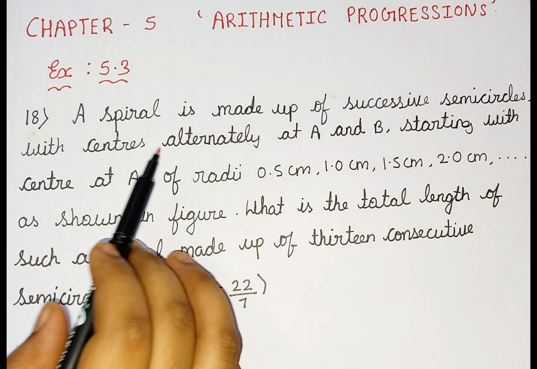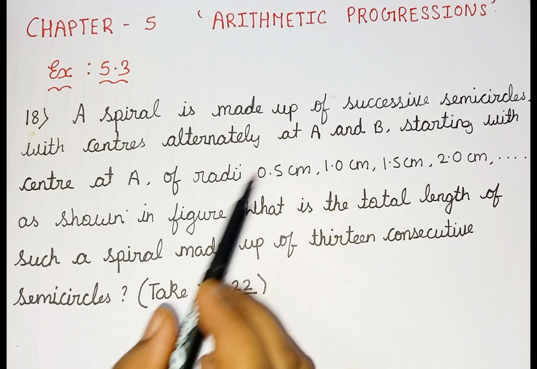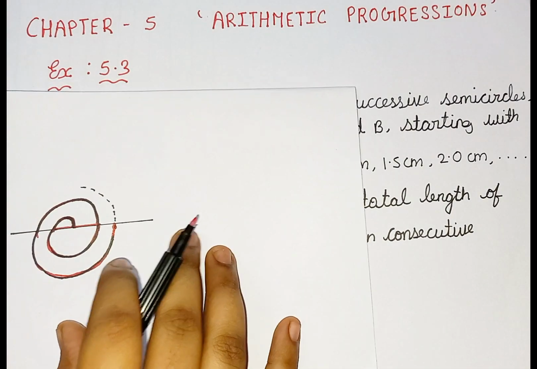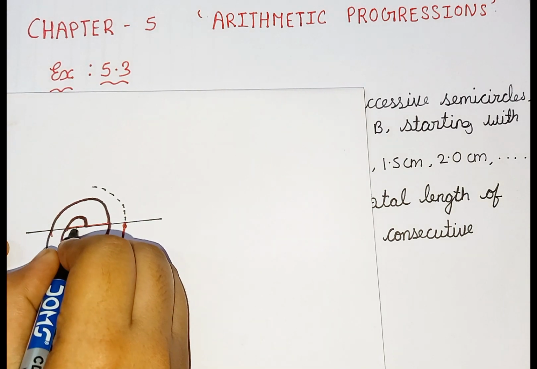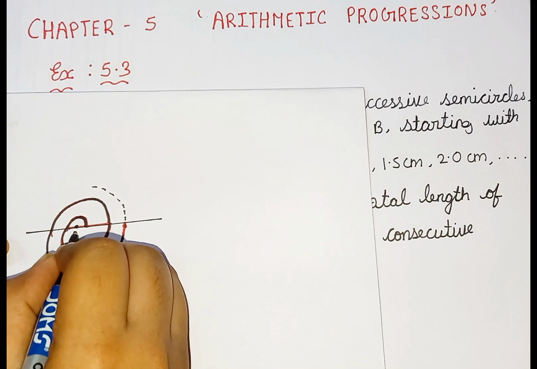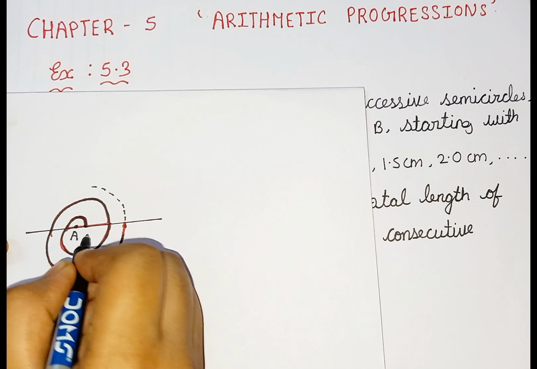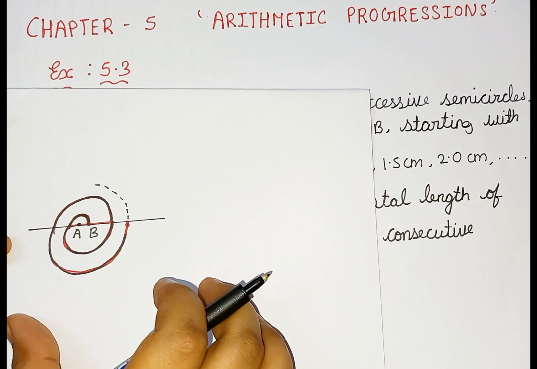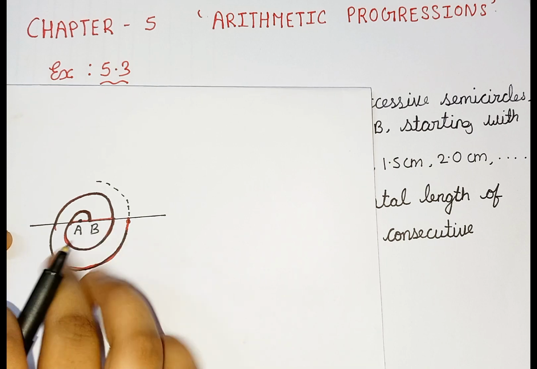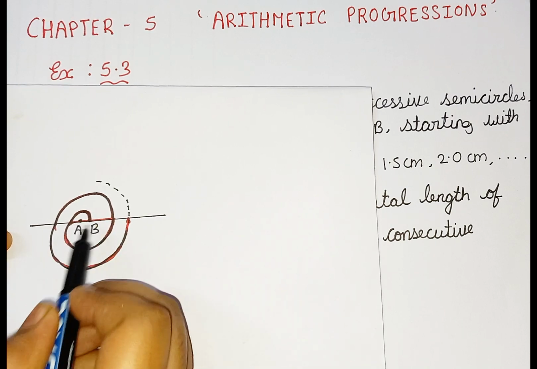With centers alternately at A and B. So where is the center? The center is right over here, that is A, and here this is B. It is already mentioned. By reading the question itself we can understand it. So there are two centers, A and B.